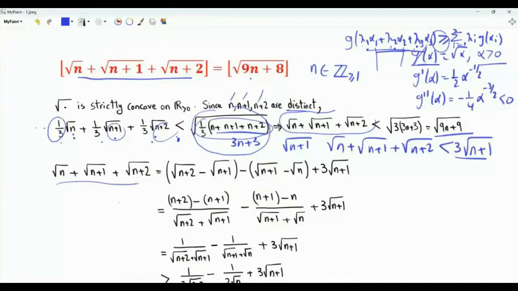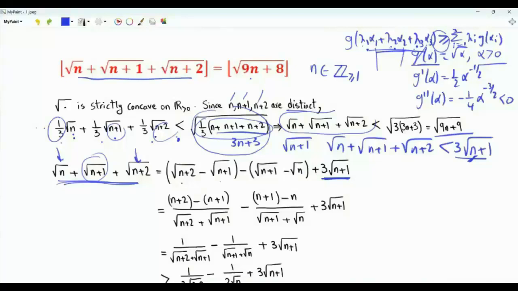Our next step is to obtain a lower bound. Take the sum of the square roots and then put here 3 square root n plus 1. Note that this is exactly the upper bound that we have. We still have these two square roots and we need to subtract twice this square root. We write the remaining terms in this particular way.